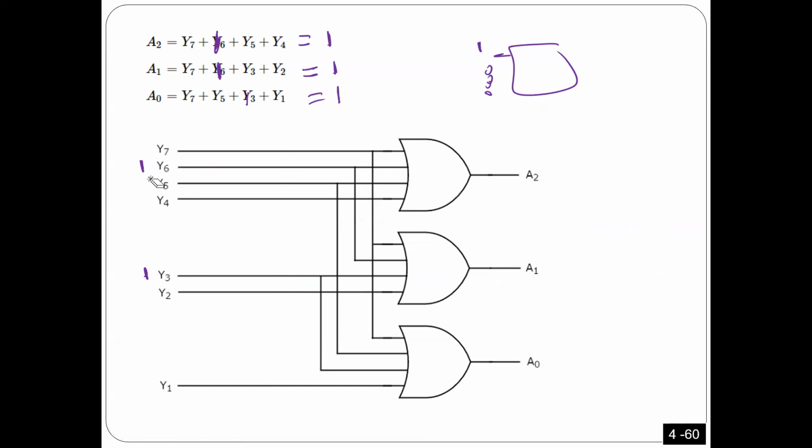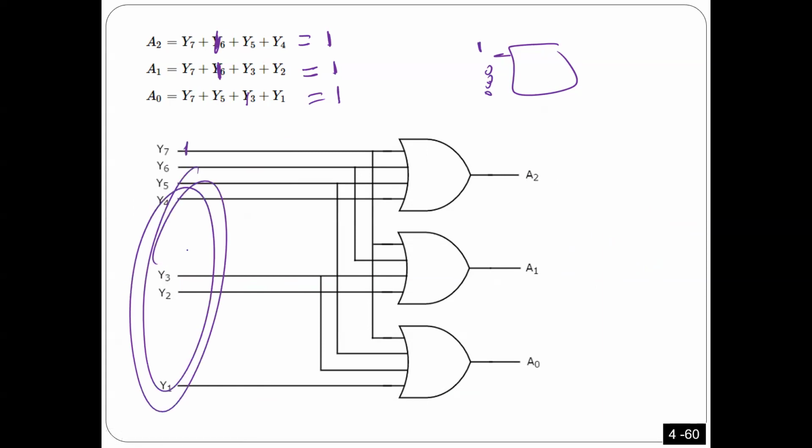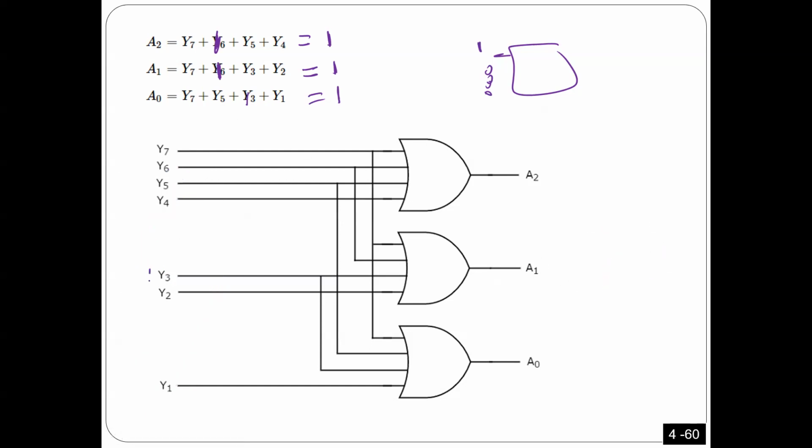If you have a 1 in 7, but 7 has the highest priority, then regardless of what you put here, I will get 7 because 7 has higher priority. If you put 2 ones, 1 at 3 and 1 at 1, I will get 3. So even if you have 2 inputs or more than 2 inputs that are 1, the output will be the active input that has higher priority. This is one problem I want to solve.